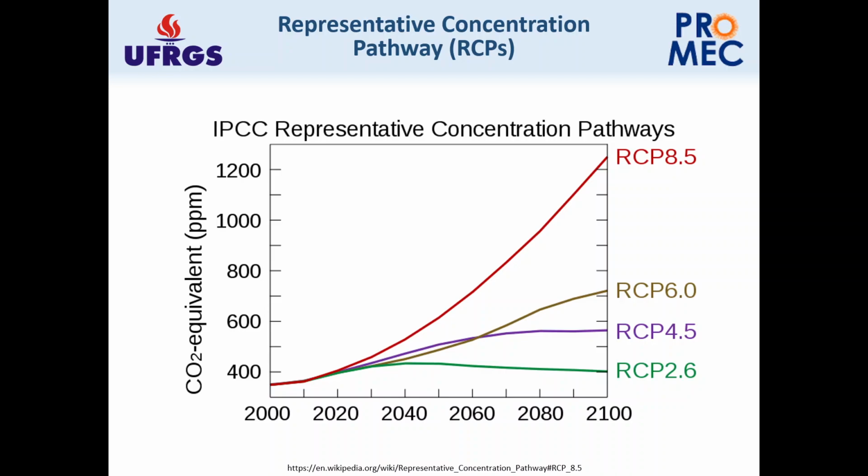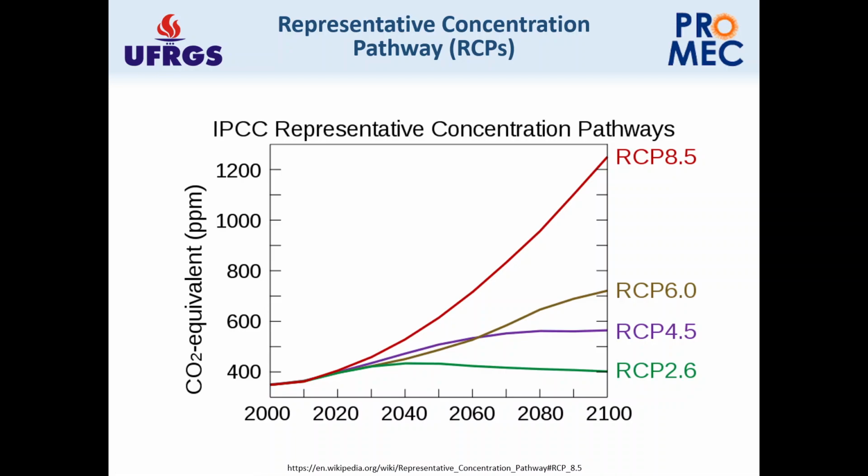So RCP 8.5 is the worst. It shows that everyone's emitting a lot of CO2. And then you have the RCP 6.0, which is probably what's going to happen in the future. Then we have the RCP 4.5, which is a little bit more optimistic, and then the RCP 2.6, which is very optimistic, that in 2040 we will have CO2 emissions starting to reduce.